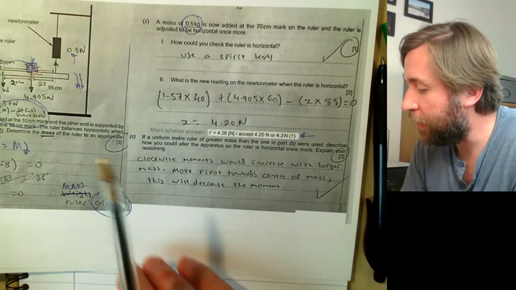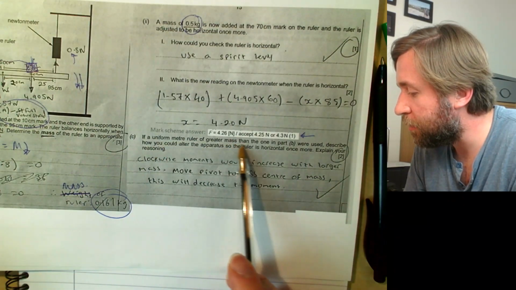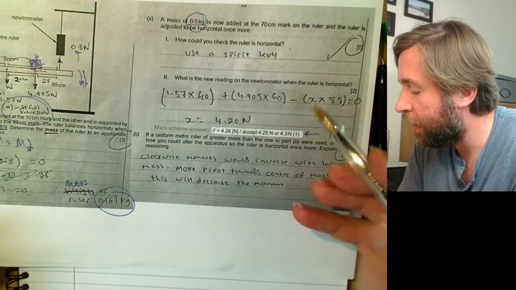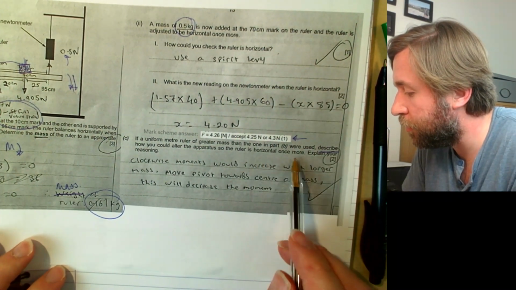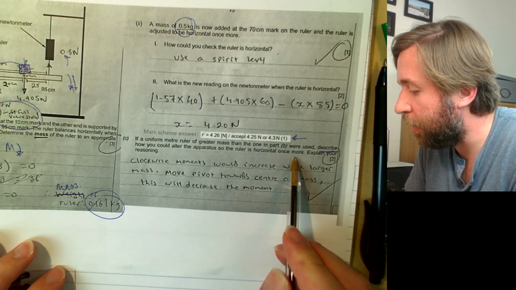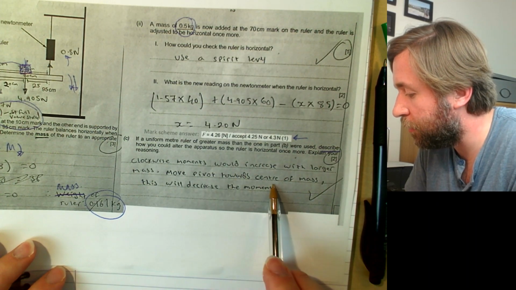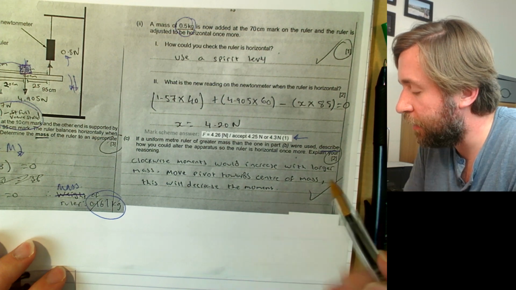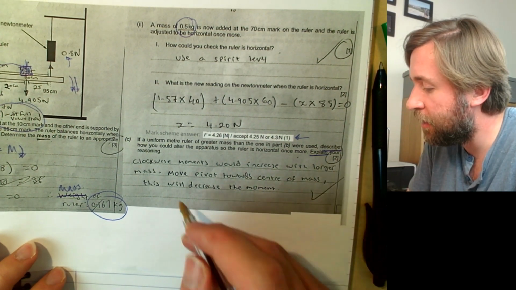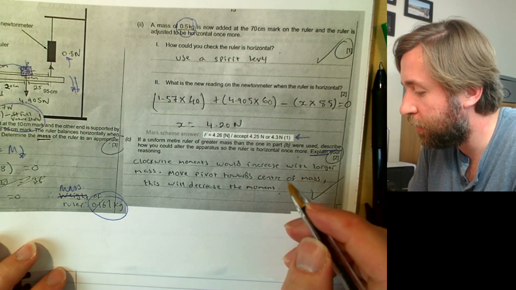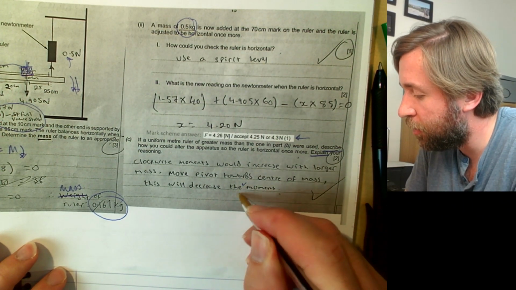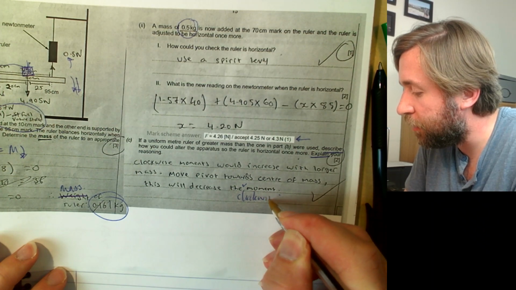Okay, then the last thing, a uniform ruler of greater mass than before, describe how you could alter the apparatus so the ruler is horizontal once more. So this is probably about moving the pivot towards the centre of mass. Okay, and then it says explain the reasoning, and this will decrease the moment. I would probably state which one it would decrease. Okay, this would decrease the clockwise moment, just to cover yourself in there.